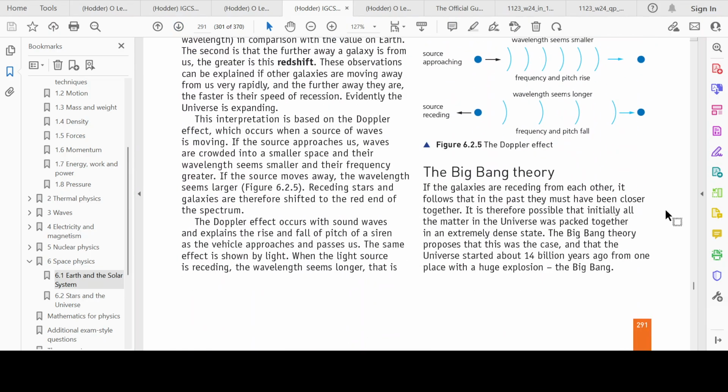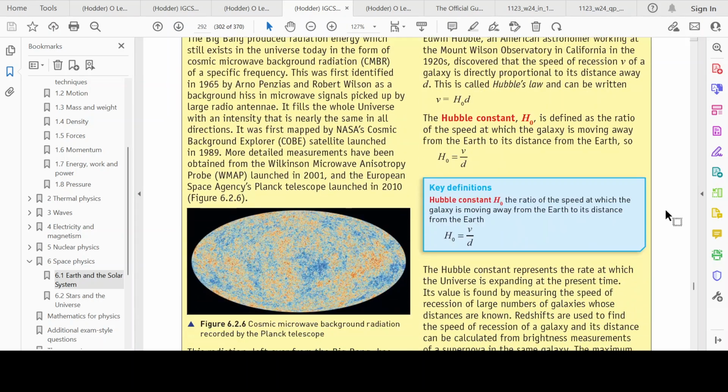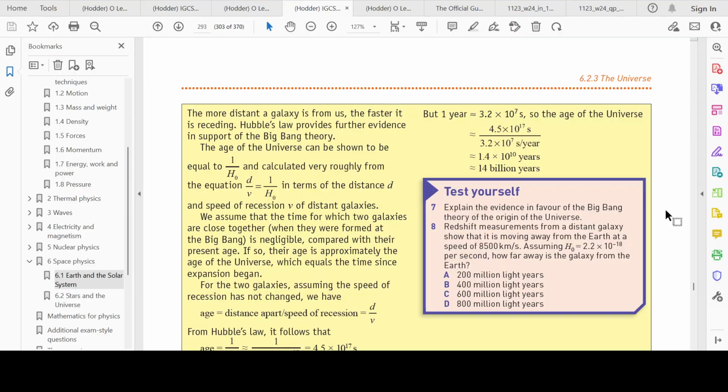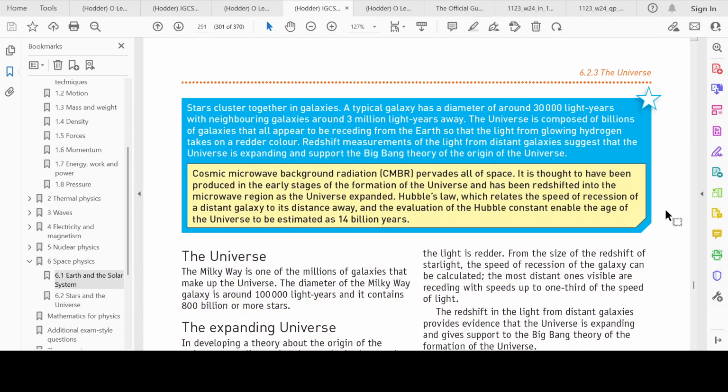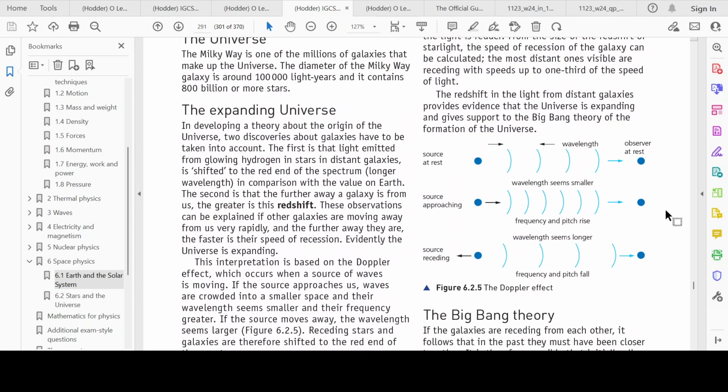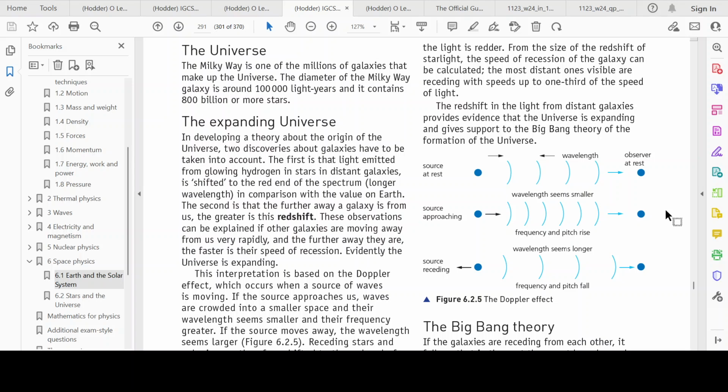So here's the last bit, the universe. Let's do this. The Milky Way is one of the millions of galaxies that make up the universe, and galaxies are huge. They've got millions, billions of stars and everything. So yeah, the universe is big.